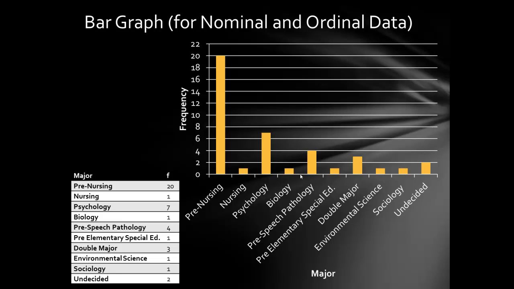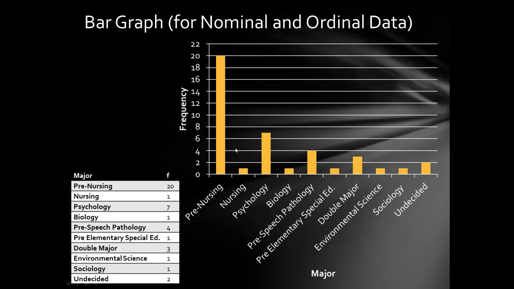Now, if we were using an ordinal scale, so let's say we were measuring the class standing of people that are in Psych 210, so freshman, sophomore, junior, senior, well, the bars don't touch there because you really can't assume that each category is the same size, and they are separate categories.